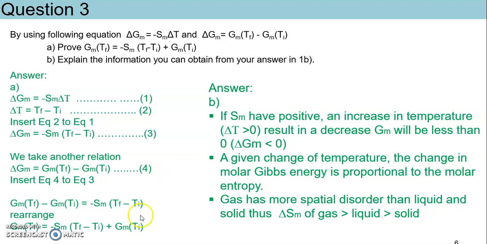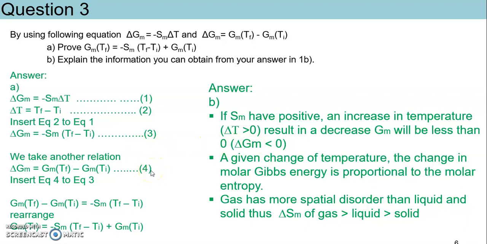From our equation, we can state that if the entropy has a positive value, and the net temperature change is more than 0, where the final temperature is more than the initial temperature, so this makes our net temperature change more than 0. So there will be a decrease in molar Gibbs energy value. So our molar Gibbs energy will be less than 0.